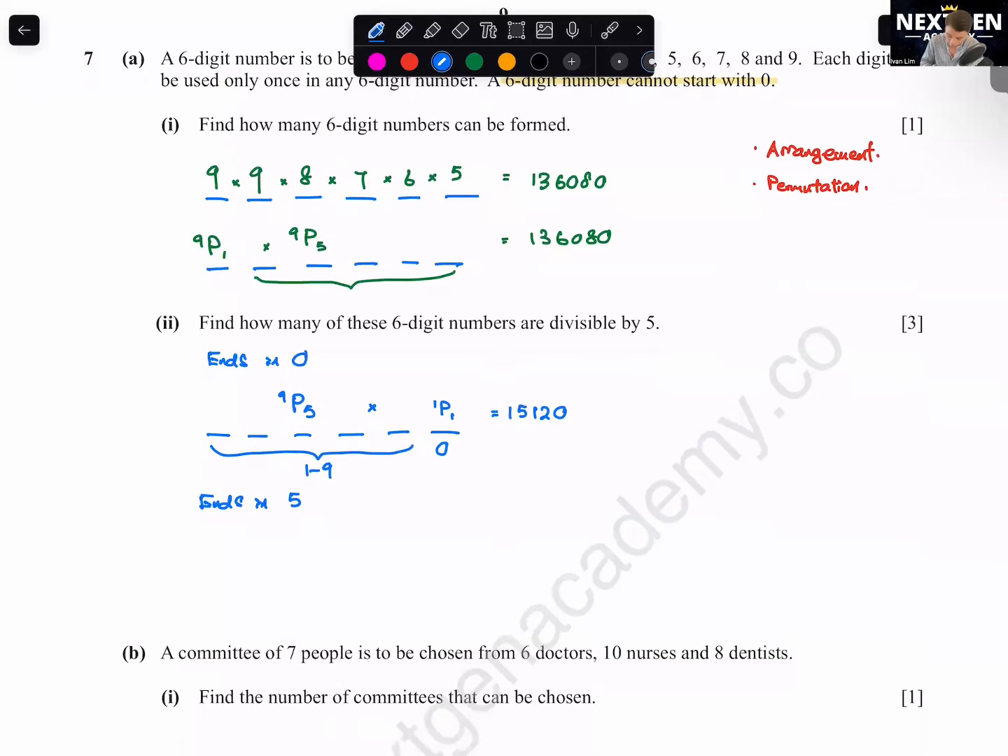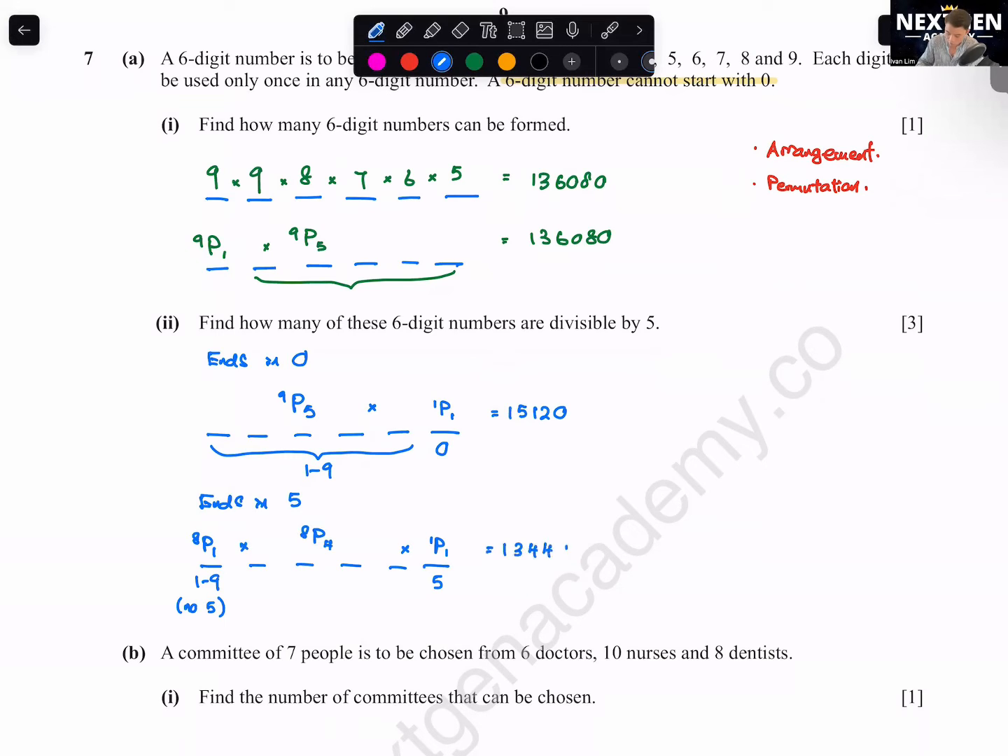If I end with 5, 1, 2, 3, 4, 5, 6, that means here I can put 5. My first digit, I can only use 1 to 9, but I already used 5 in the last digit. So I only got 8 more choices: 1, 2, 3, 4, 6, 7, 8, 9. So here, 8P1. The last one, 1P1. Then the middle here will be 8P4, because I got 8 more choices to fill up 4 spaces.